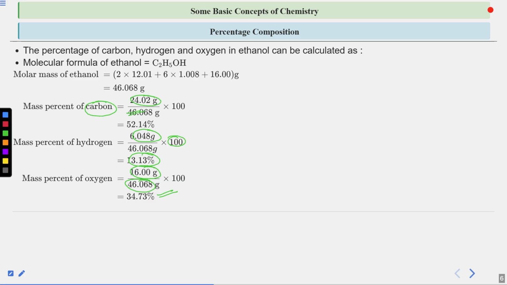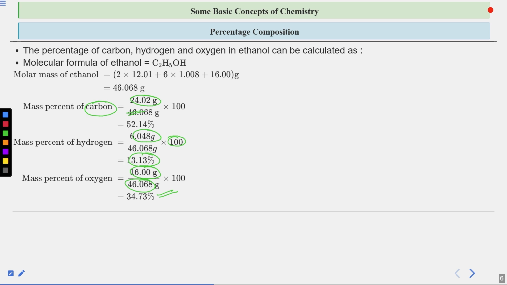But since there are 6 hydrogens in total, you have to multiply this by 6. Take it like you are trying to calculate your percentage. Then what will you do? You will take your total marks and keep it in the denominator. Take the marks you have obtained, keep it in the numerator, and multiply by 100.